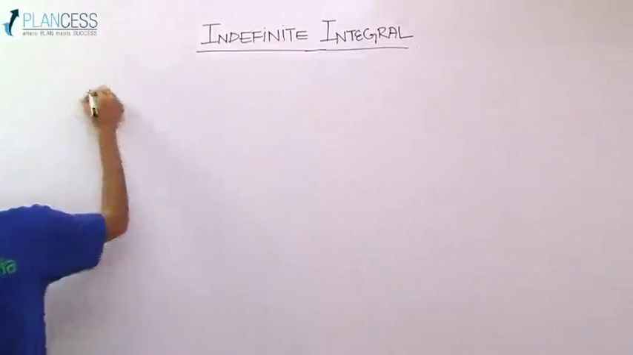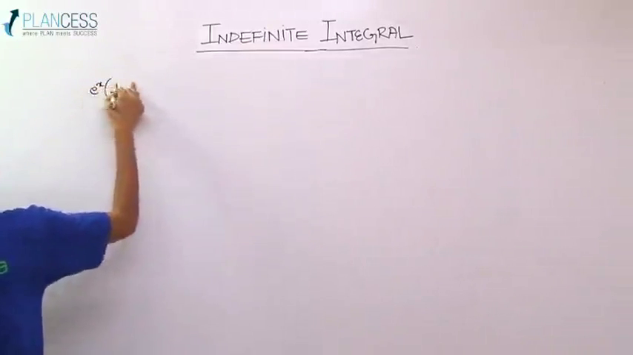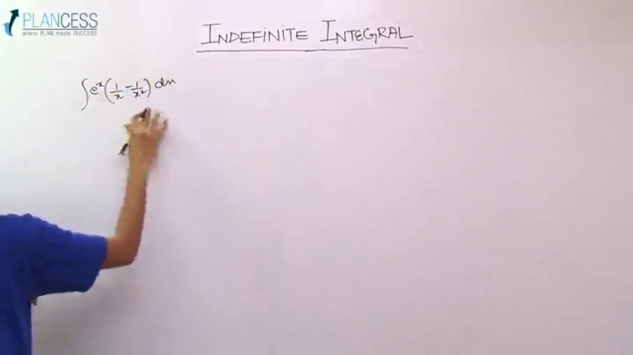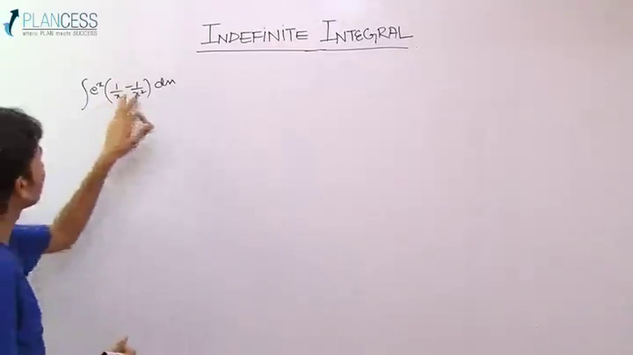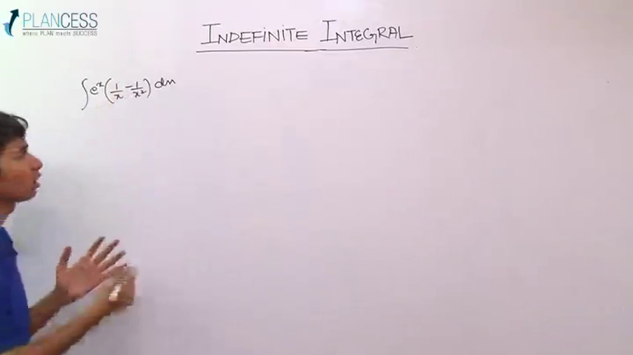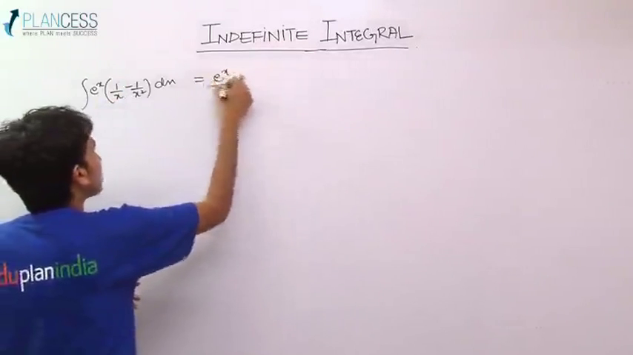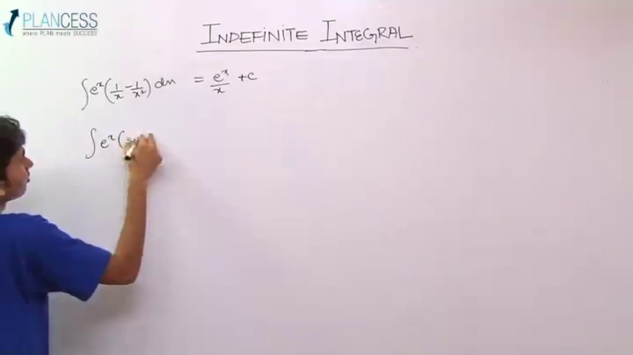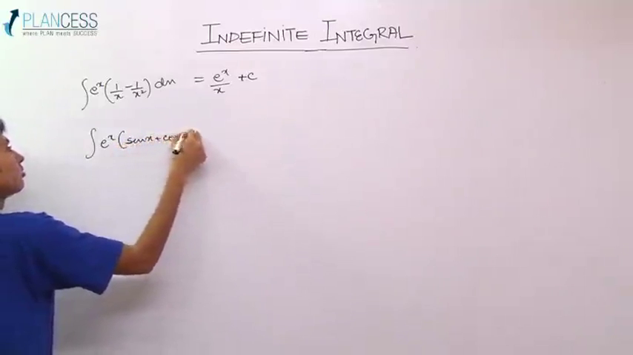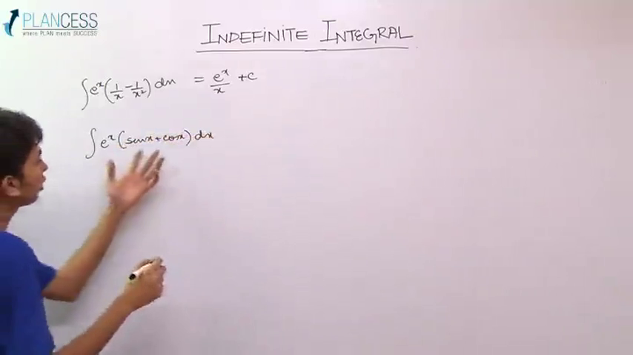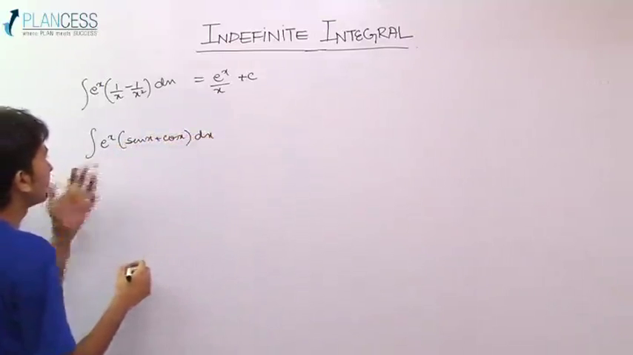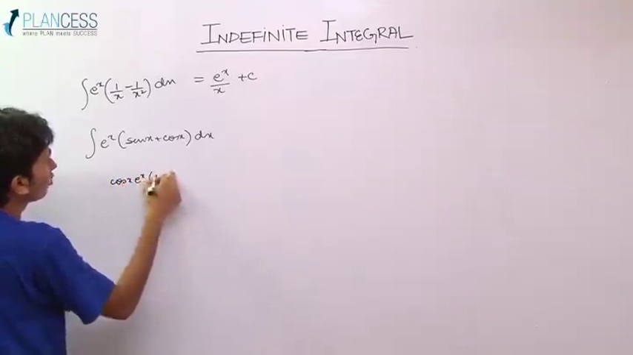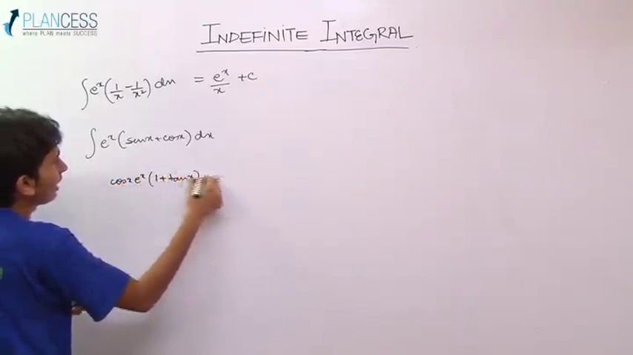Sometimes the simple examples are say e raised to x times (1 over x minus 1 over x squared) dx. I have written it explicitly. Someone may write it as (x minus 1) upon x squared, so you don't realize spontaneously, but it is e raised to x by x plus c. Again, say e raised to x (sin x plus cos x). This is written explicitly. Maybe I could have written it as cos x e raised to x (1 plus tan x) dx.